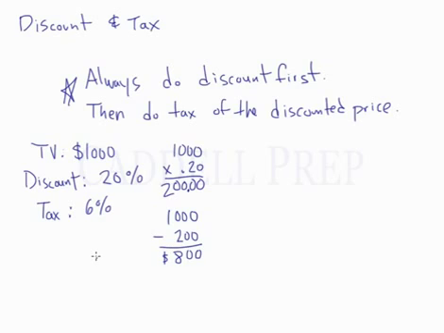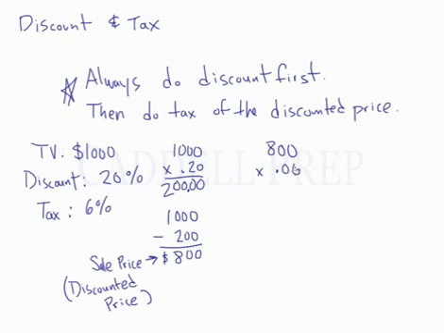So this is the sale price. And this is what we have to do the 6% tax on. So it's the sale price or the discounted price. Same thing. Alright, so now let's take this discounted price and let's find what 6% of that is.